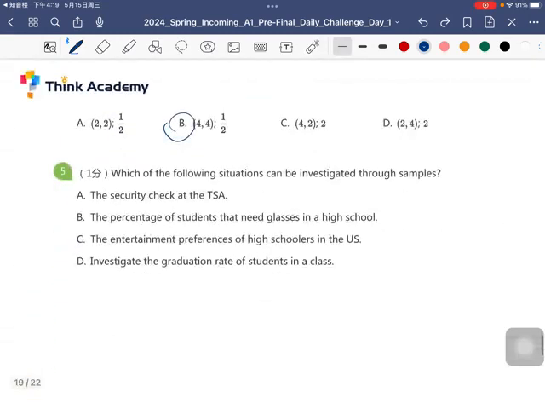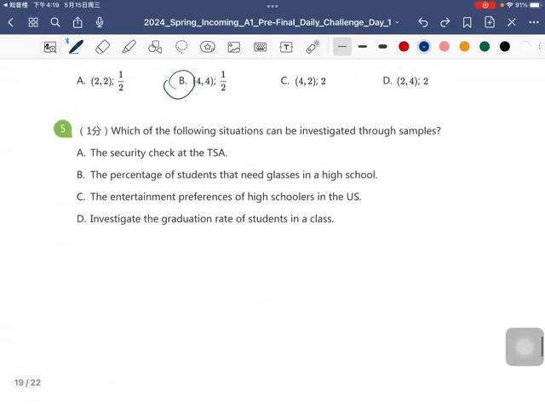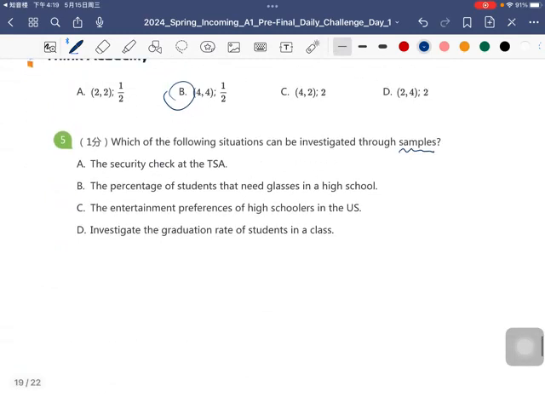And then for the last problem here, you have which of the following situations can be investigated through samples, okay? So guys, think about when you will use samples. First of all, you have a huge population. Second of all, you don't have to basically search every single individual in this entire population. So for A, right, it is a security check, so it doesn't make any sense to use samples because you really want to test everybody. So A is going to pass.